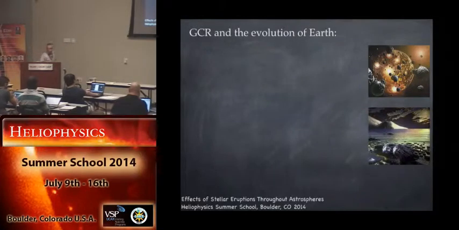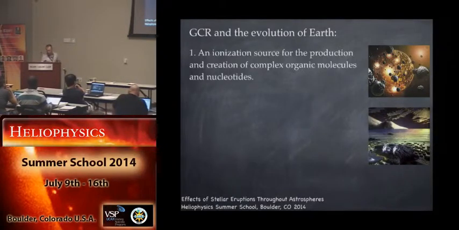Now, galactic cosmic rays have an effect on the evolution of the Earth, and this is related to the early solar system and the fact that we would like to see how the astrosphere or the heliosphere used to be when the Earth was formed. And in particular, galactic cosmic rays may have some important effects. First, they serve as an ionization source for production and creation of complex molecules.